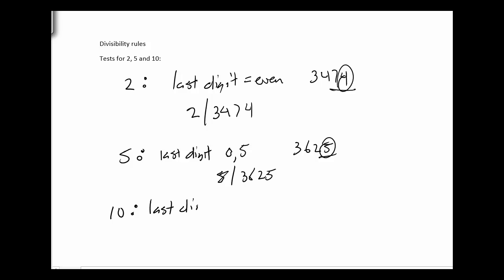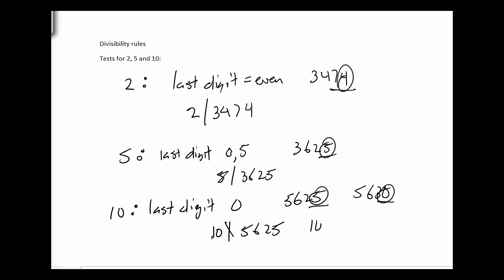All right, that brings us to 10. And for 10, I look at the last digit, and as long as it's 0, we're good to go. So let me do 5,625. Because the last digit is not 0, I know 10 does not go into that number. However, let me go to 5,630. Because that digit is 0, then I know 10 divides into it.